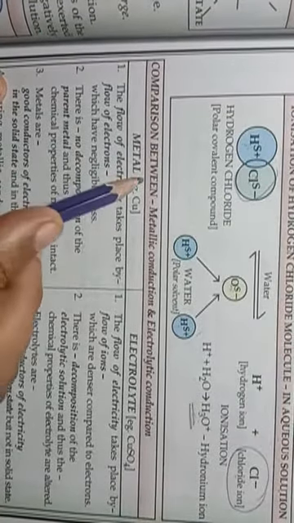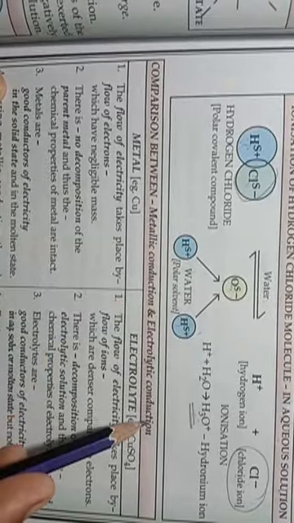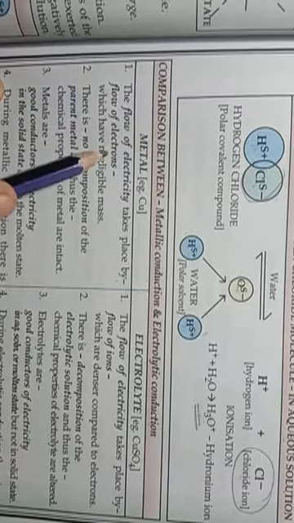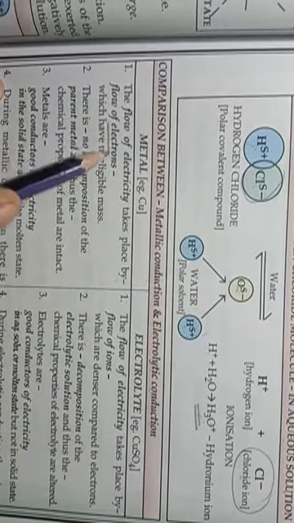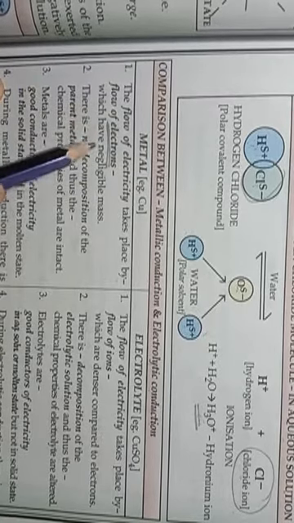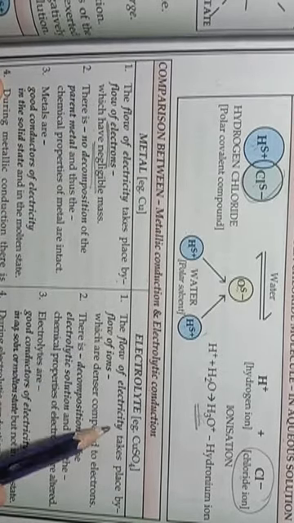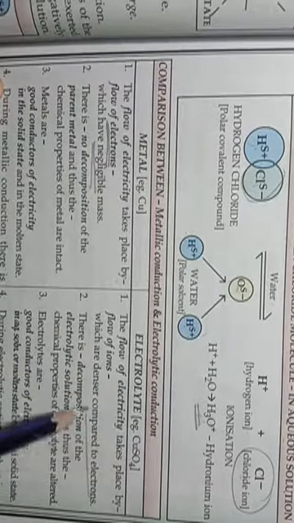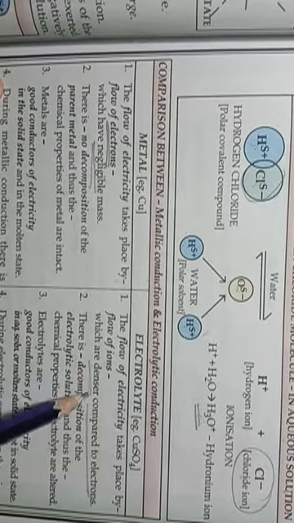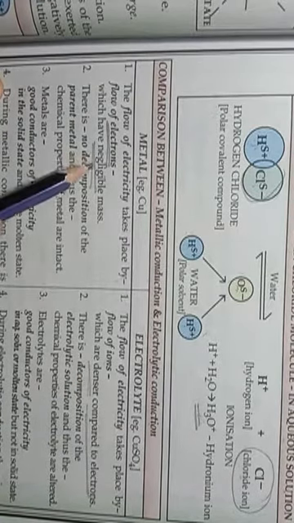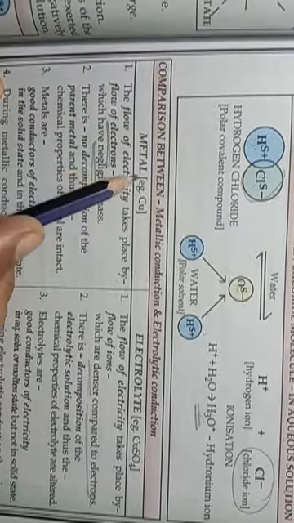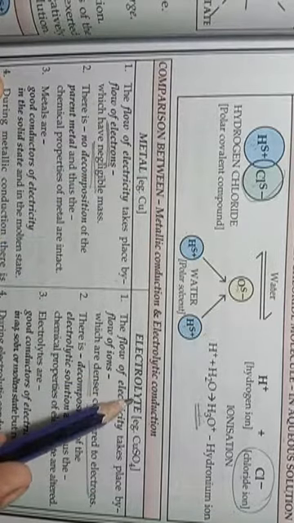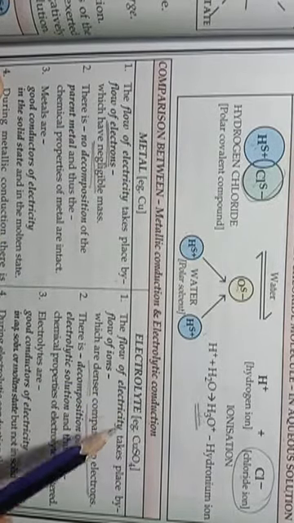Then, comparison between metallic conduction and electrolytic conduction. In metals, the flow of electricity takes place by the flow of electrons, known as free electrons, which have negligible mass. In electrolytes, the flow of electricity takes place by the flow of ions, which are denser compared to electrons. So ions have some mass, but electrons have negligible mass. When electricity passes through a metal, there is no change in mass, but when electricity passes through an electrolyte, there will be a change in mass also.